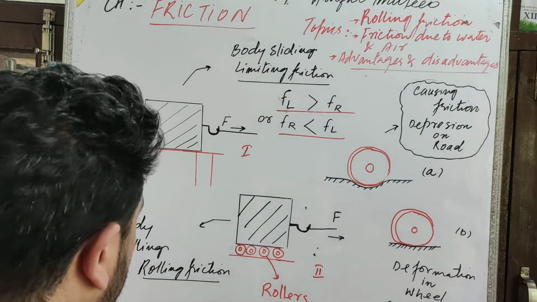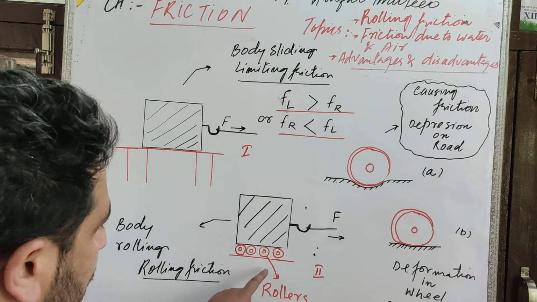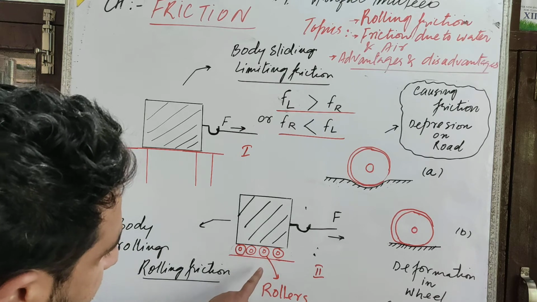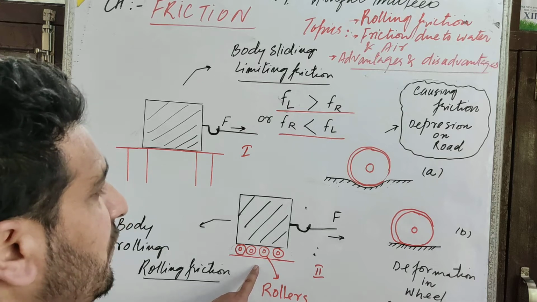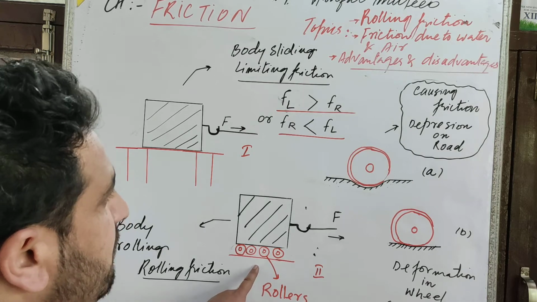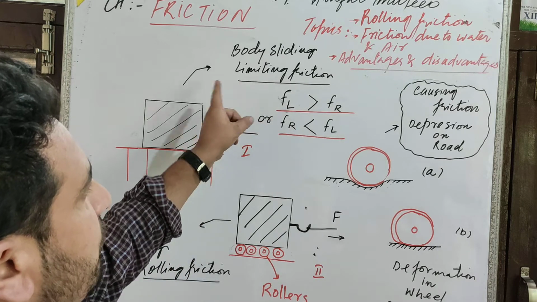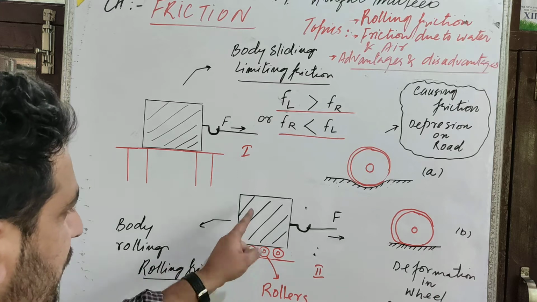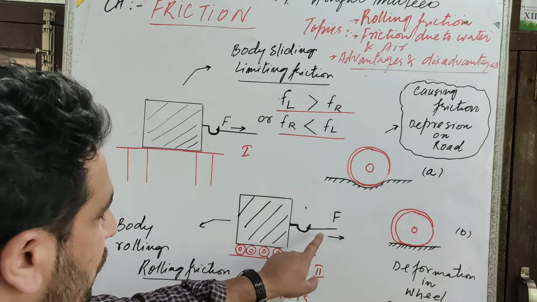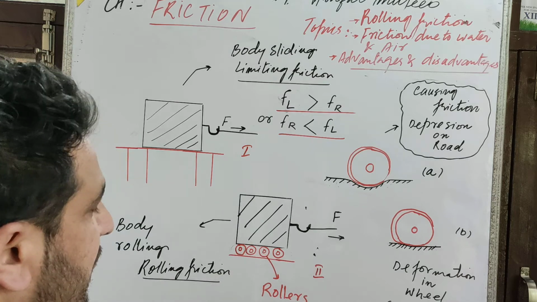Therefore here the body is rolling on the wheels, on the rollers, on the surface of the rollers. Rollers are on the ground. There is also a friction, but not as much as in the case of limiting friction. It slightly allows the body to move on the other body. Here the body is rolling and we are applying the force on it. There is a little bit of friction, rolling friction.